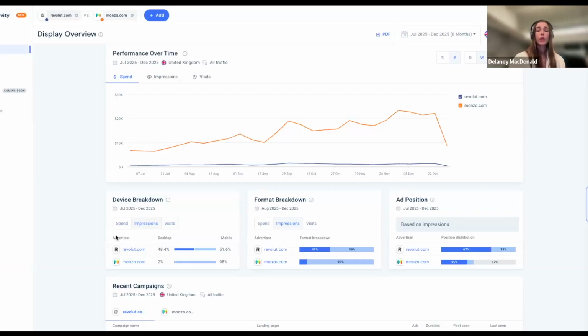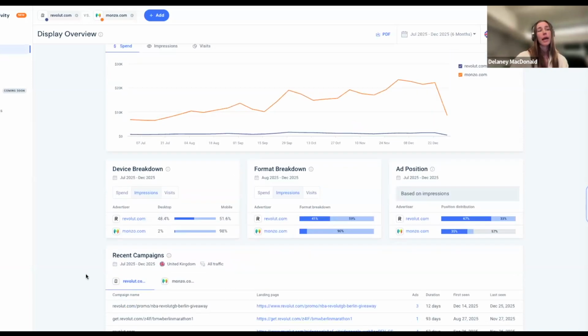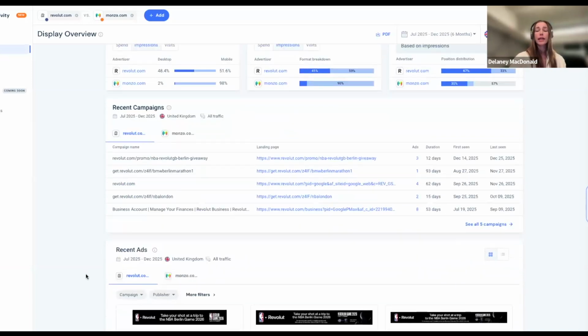And the question is though, what are they actually trying to drive awareness of? Like, what are they actually trying to get people to know about them? And that's where we come further down the page to look at the campaign and creative insights, which is telling us a little bit more about what actually are the messages that they're putting out there in the market.